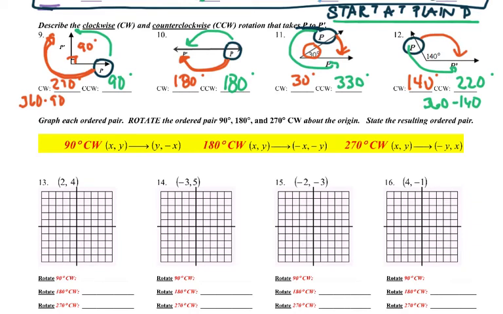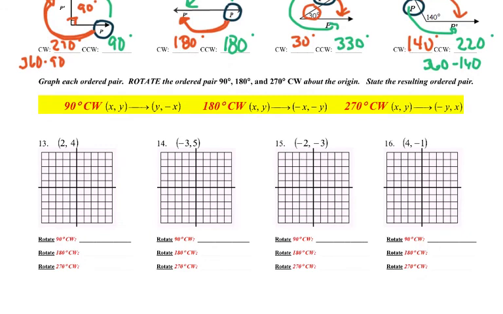The last part is rotating an ordered pair 90, 180, 270, and 360. Well, 360 is just going to take us back to the start. So there are some rules for it, and here's the good news: you don't have to memorize these rules. So if I start with 2, 4, here's 2, 1, 2, 3, 4. There's 2, 4.